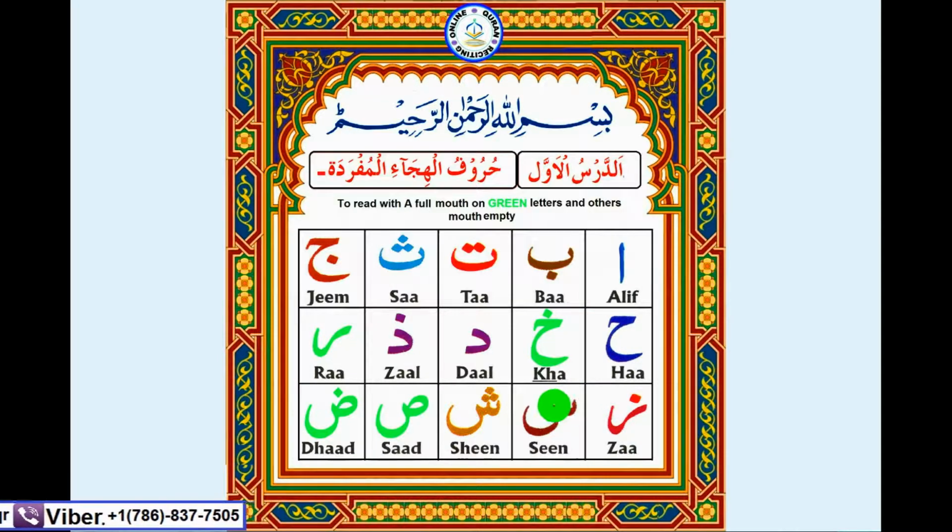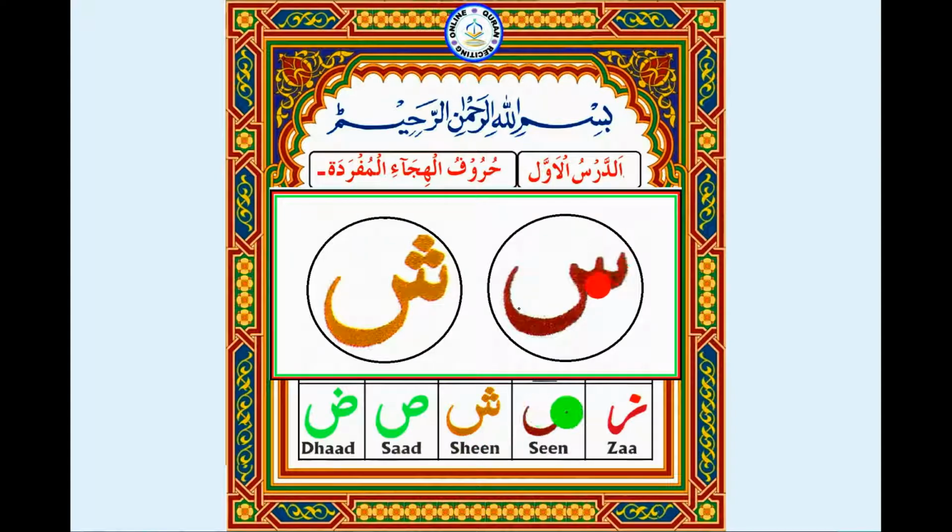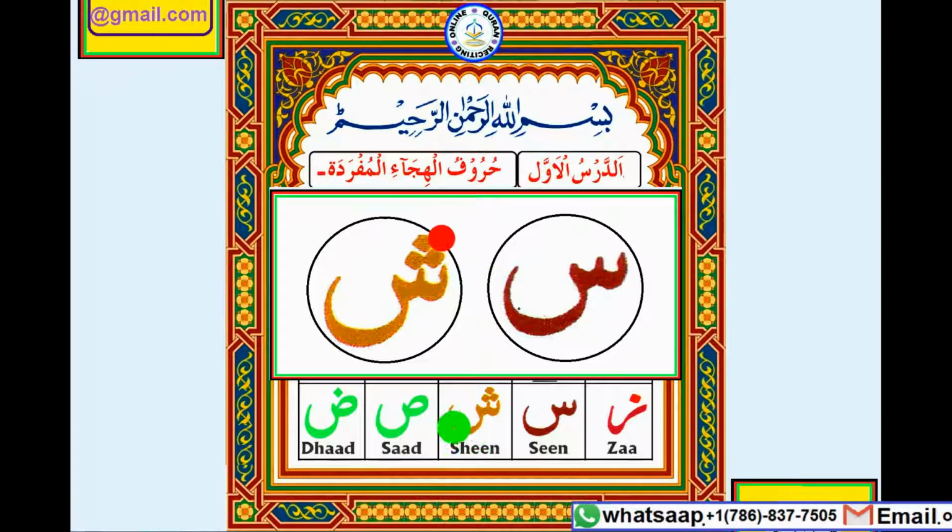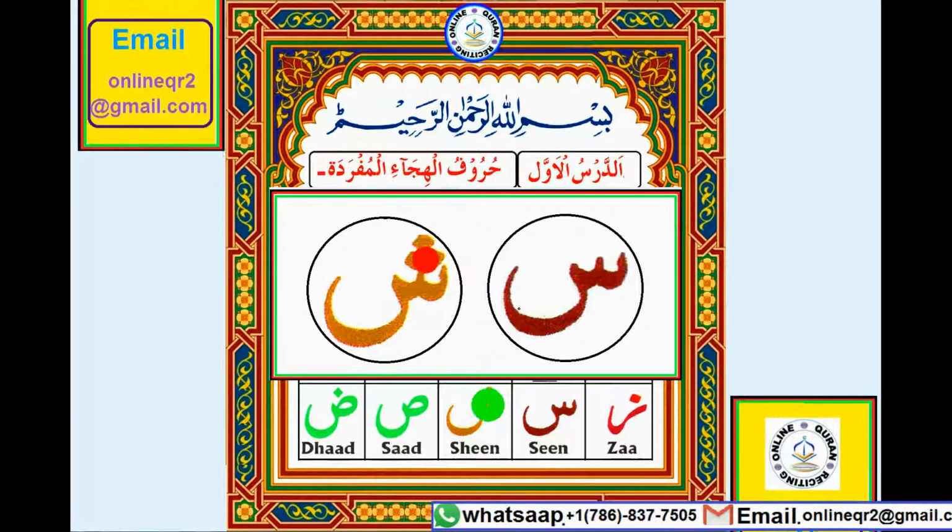This is Sin. This is Sheen. Seen and Sheen shape is same, but difference between them, Seen has no dot and Sheen has three dots above.